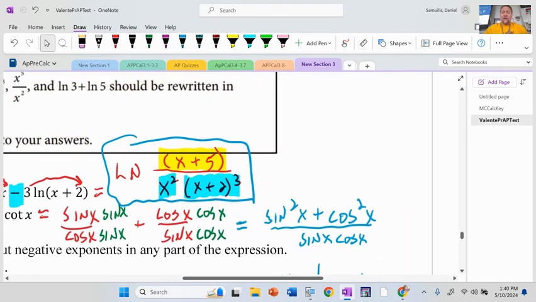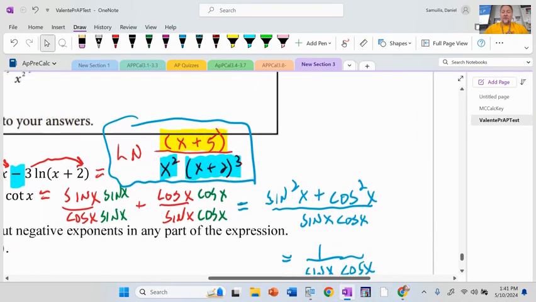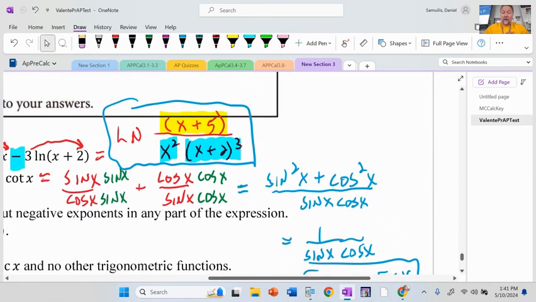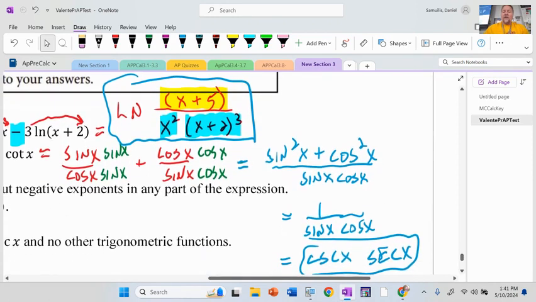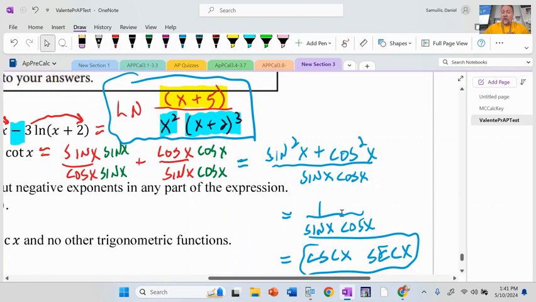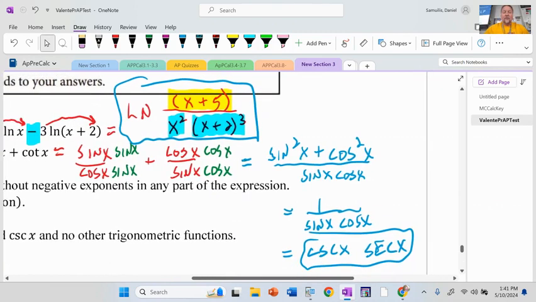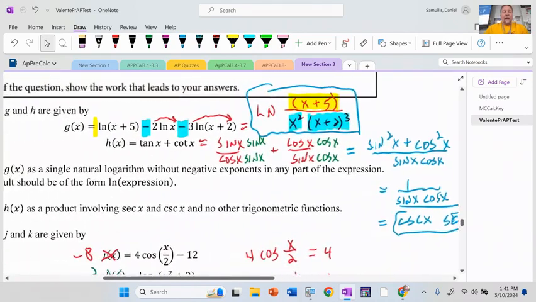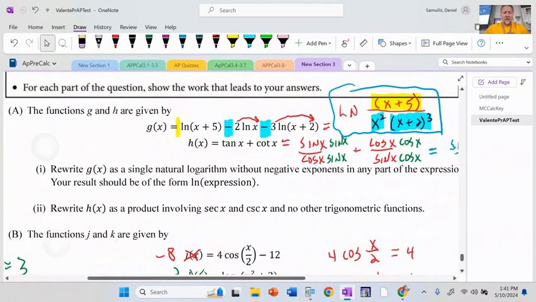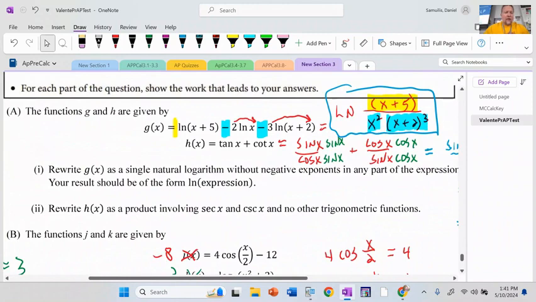And the directions say put this in terms of secant and cosecant. And now I could see what's going on here. 1 over sine is cosecant times 1 over cosine, which is secant. All right, and then that's the final expression simplified. Next ones, so we can see those directions for A1, A2.